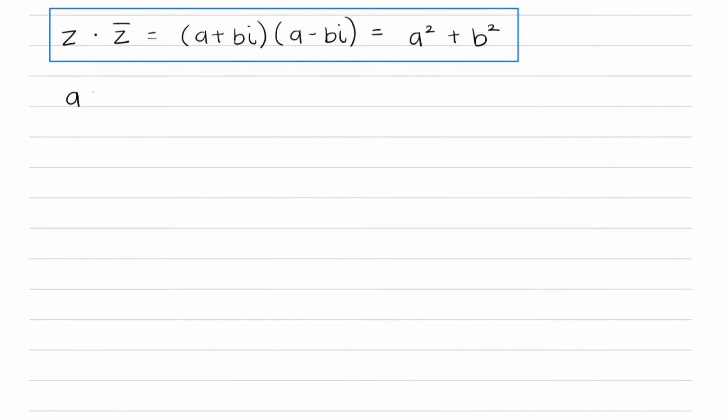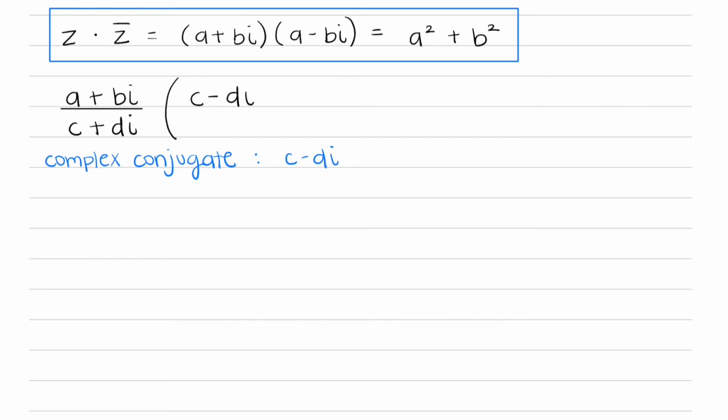If you have a plus bi and you are told to divide by c plus di, you would have to rationalize the denominator by multiplying the top and bottom by the conjugate of the denominator. So in this case, our complex conjugate is c minus di. So let's multiply the top and bottom times c minus di.